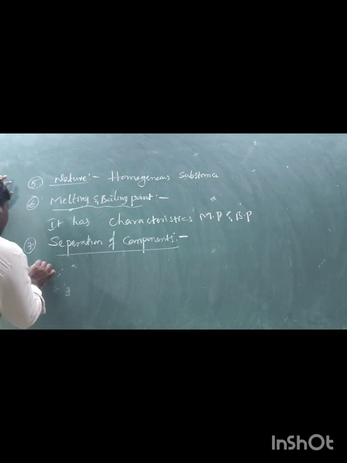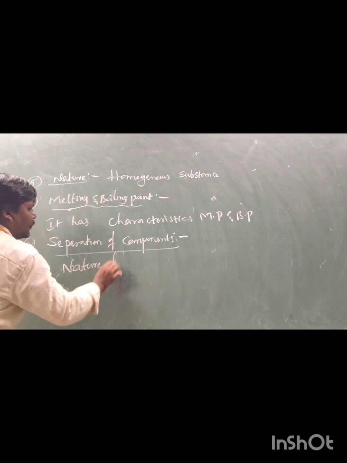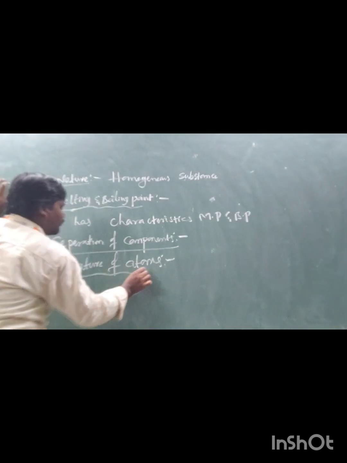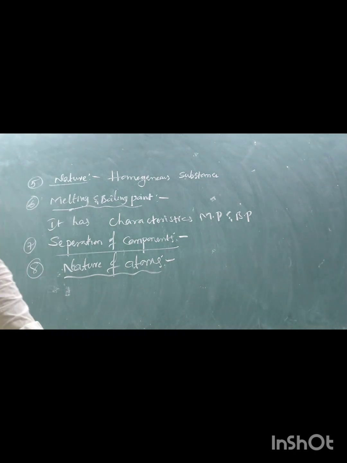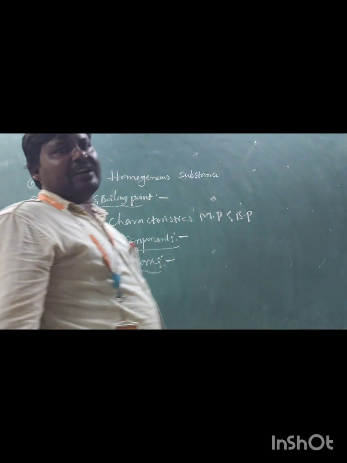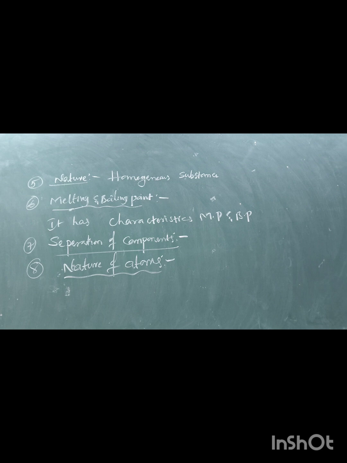And another one is the nature of atoms. An element is made up of the same kind of atoms. Different elements are made up of different kinds of atoms.